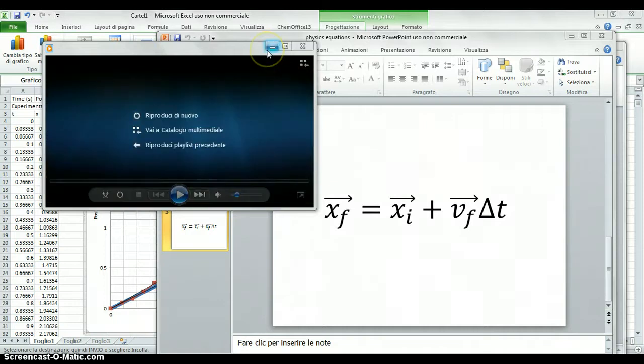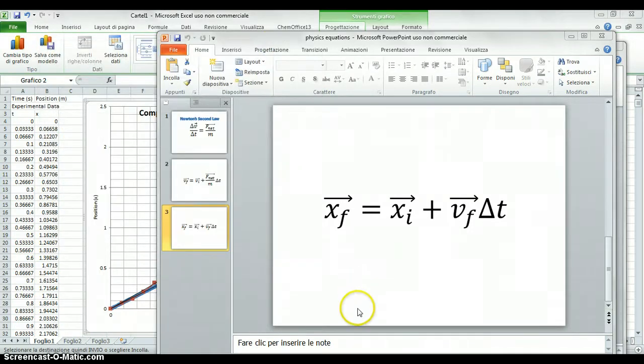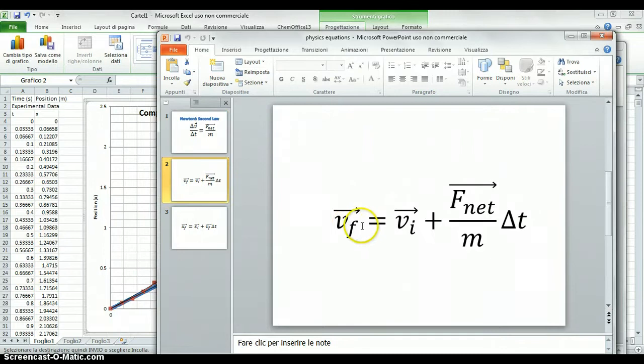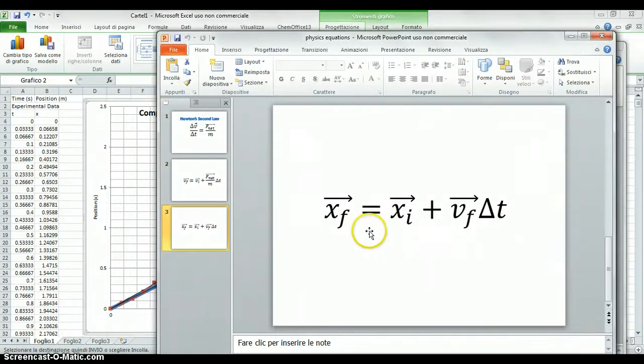But before evaluating everything with Tracker, let us first review Newton's second law of kinematics, which is the following equation. And then if you expand delta V into final velocity minus initial velocity, you'll get the following equation. And the final velocity, determined with Newton's second law, will be applied to the law of kinematics that describes the displacement of a straight line motion at constant velocity, which is the following equation.